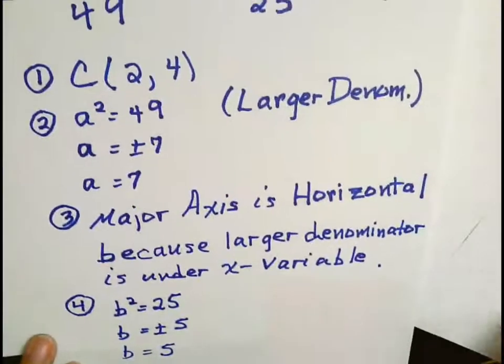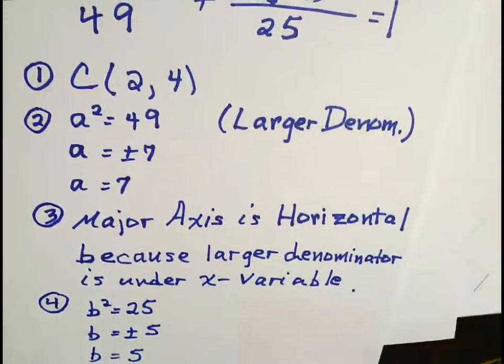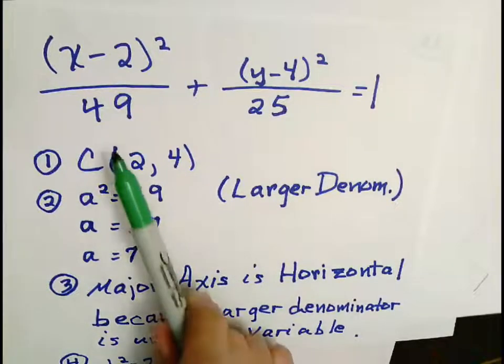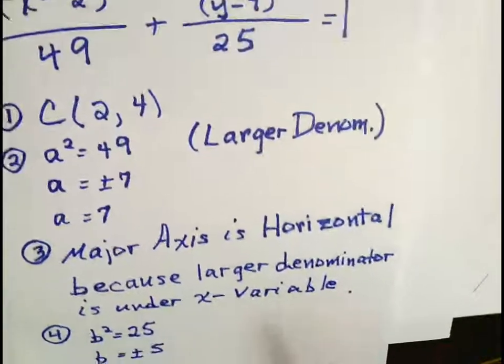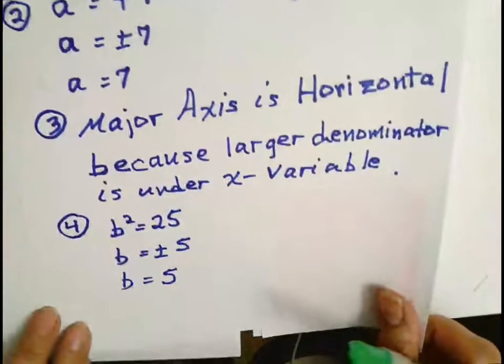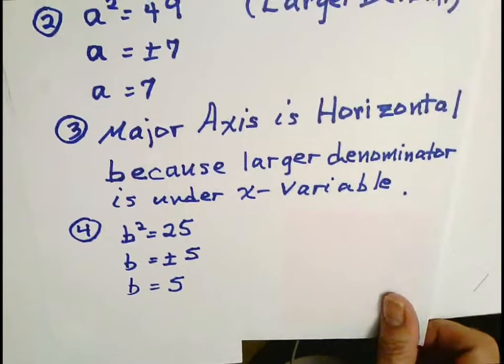And then the a is the same as we've been doing before. The larger denominator is under the x variable, so the major axis is going to be horizontal, and the square root of 49 is plus or minus 7, and the b squared is 25. When we take the square root of that, we get plus or minus 5.